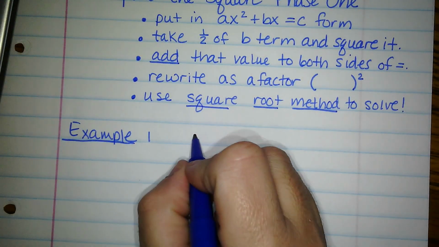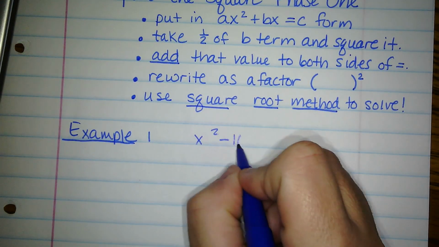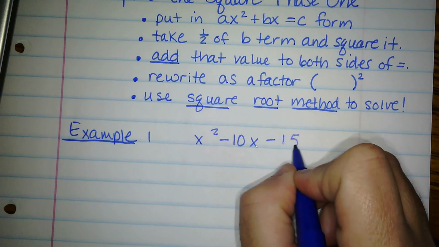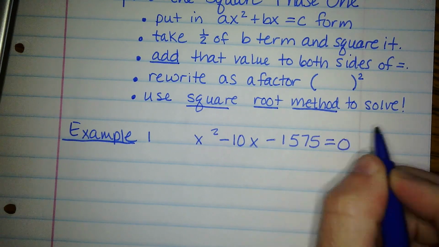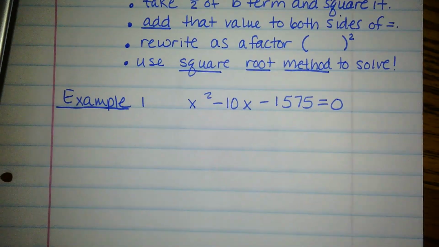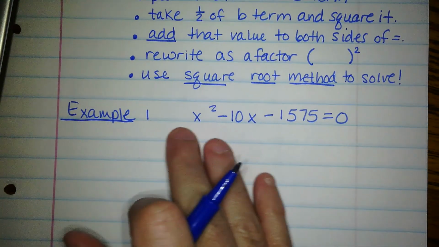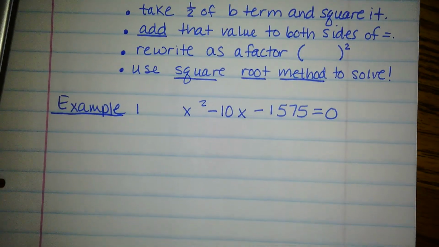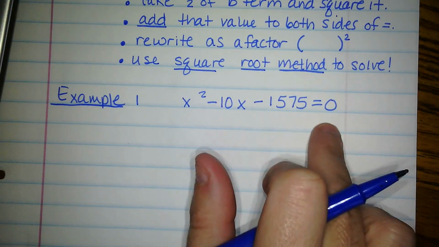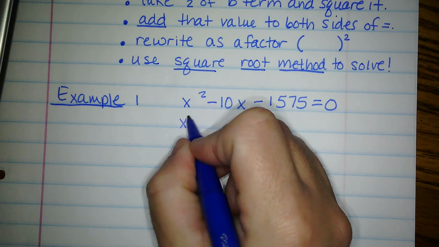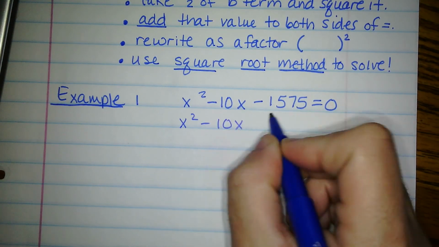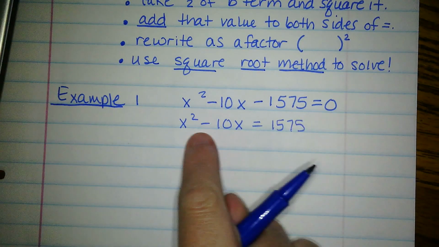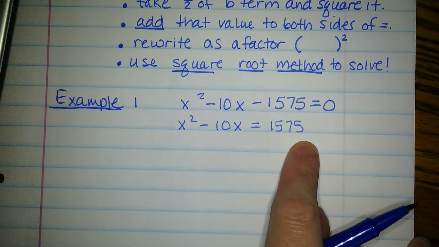So the first example is x squared minus 10x minus 1575 equals 0. So this is a quadratic in standard form. But what we need when we're completing the square is the first thing we have to do is get the constant on the other side of equals. So I'm going to add that 1,575 over. I'm adding it because I need inverse operations, and that gets it in the correct format. So this is ready to complete the square.